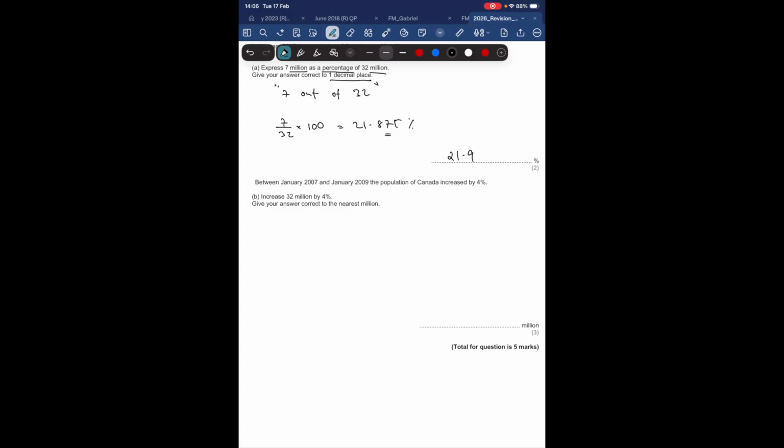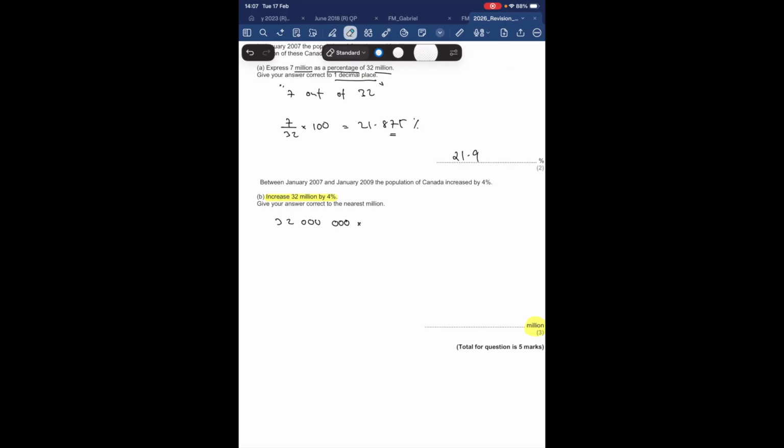Part B, again, we have all of this information given to us. All we want to do in this question is increase 32 million by 4%. Now again, if you look at the answer here, the answer is in millions, so we don't need to put the zeros in. In other words, we do not need to write 32 million with all the zeros. We don't need to write that. So we can basically get rid of it and just use 32 million, or just 32.